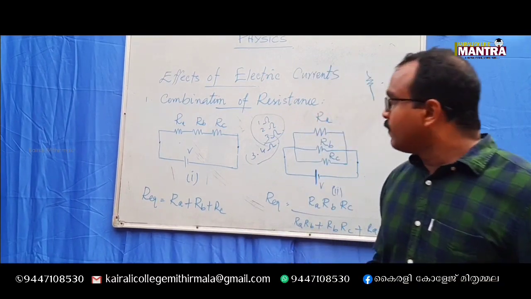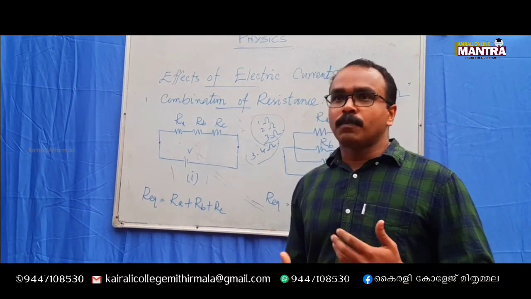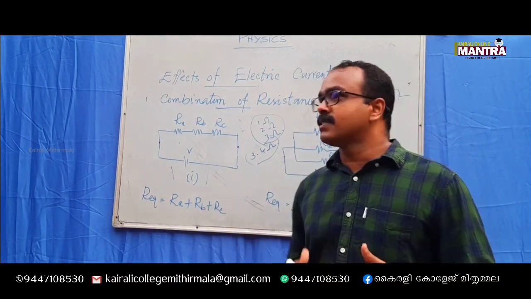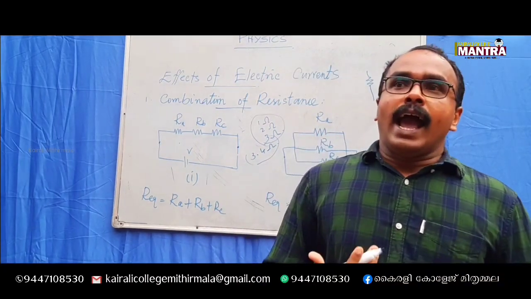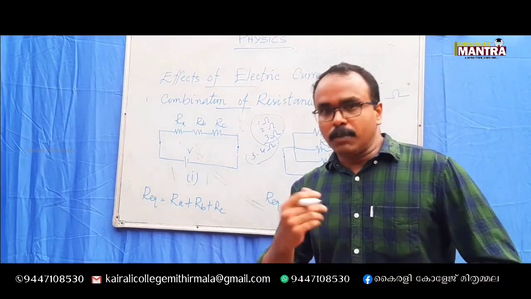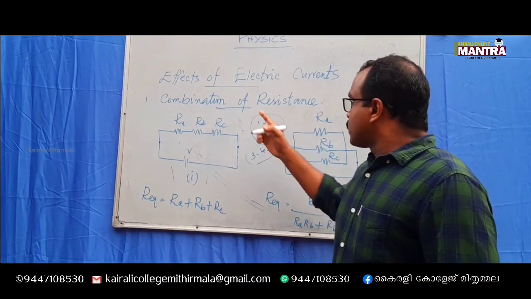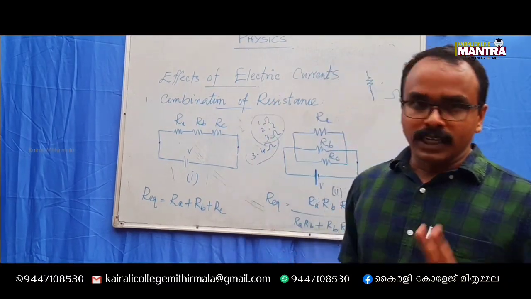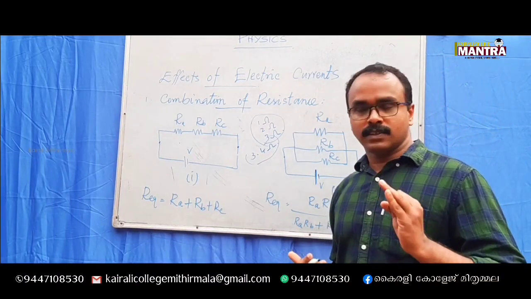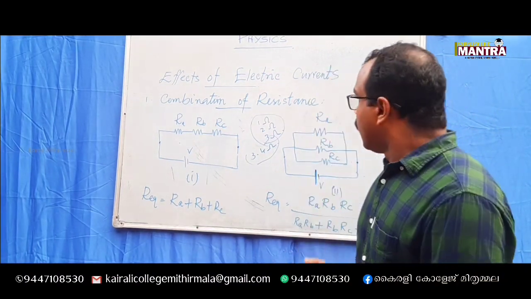So in order to do that, we have to place our available resistors in a particular fashion. And of course, we have to play with a little bit of mathematics also. So for combination of resistance, usually we have two combinations. One is series combination and the other is parallel combination.